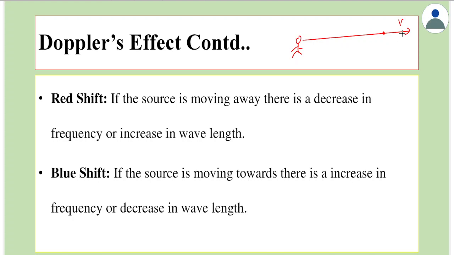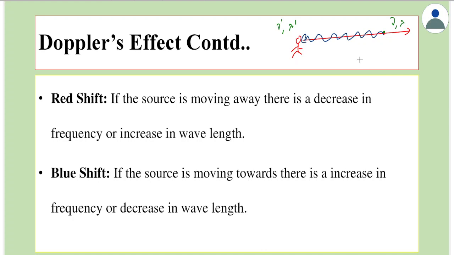Velocity v. Let it emit a light wave of frequency nu and wavelength lambda. Let the frequency and wavelength perceived or received by the observer be called nu dash and lambda dash. Now in this case, since the source is moving away from the observer, the wavelength it emits is something, and the wavelength the person perceives is something else. So this person may perceive a different wavelength.